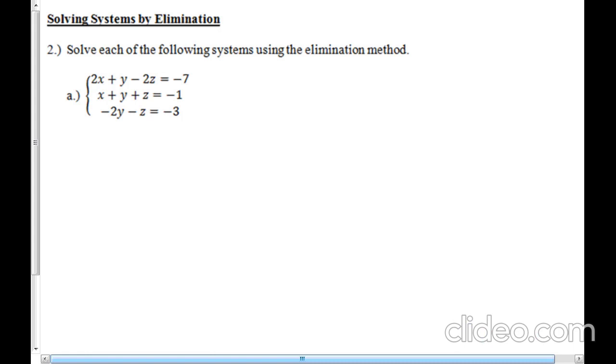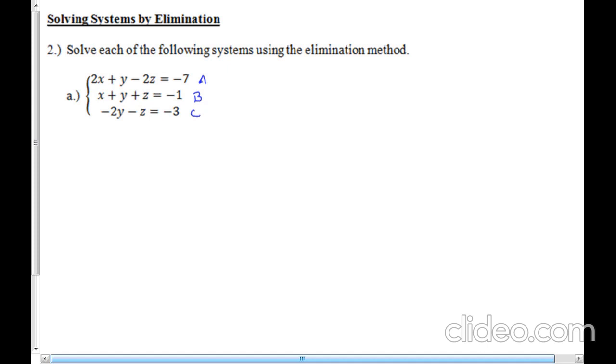So what we want to do, we have currently three equations with three variables. Our first objective here, and you can write this down if you need to, is to turn three equations with three variables into two equations with two variables. So let's take a look at how we're going to do that. I'm going to title this first one A, second one B, and the third one C. So I'm just going to label the equations A, B, and C.